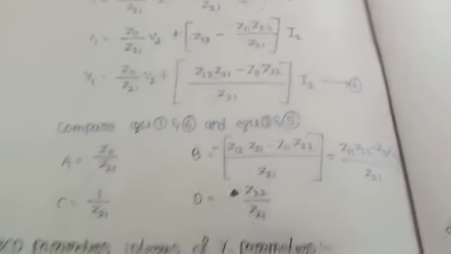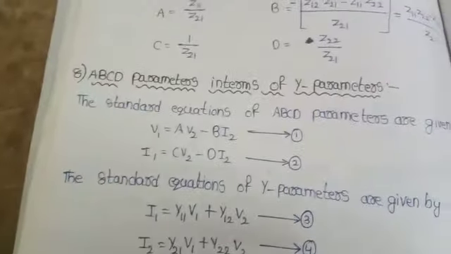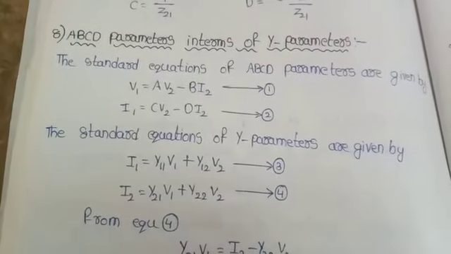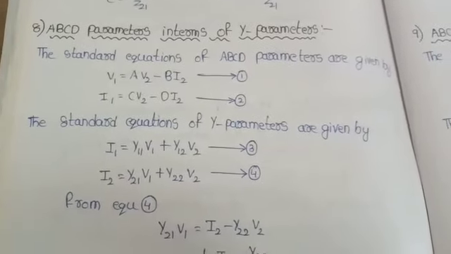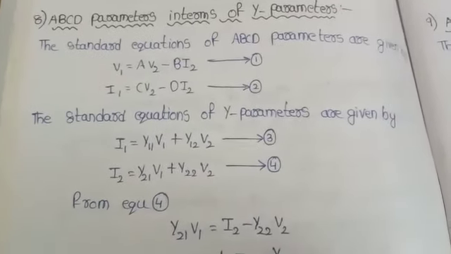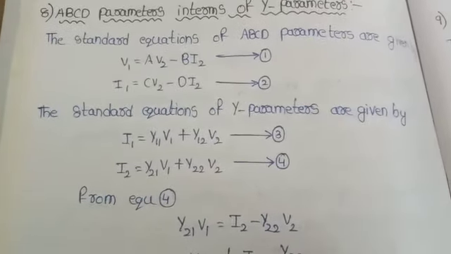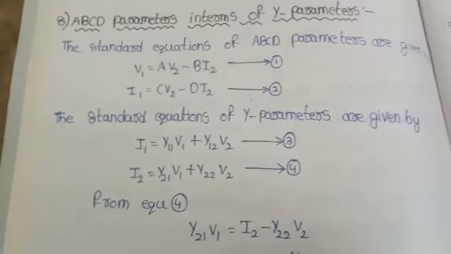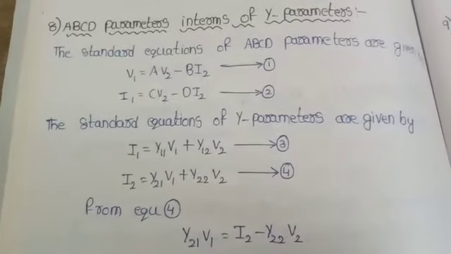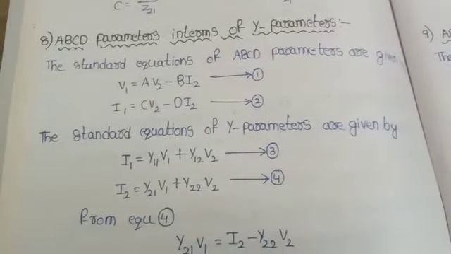So another relation, ABCD parameters in terms of Y parameters. The standard ABCD parameters are given by V1 equal to A V2 minus B I2, I1 equal to C V2 minus D I2. In a similar manner, the standard Y parameters are given by I1 equal to Y11 V1 plus Y12 V2, I2 equal to Y21 V1 plus Y22 V2.